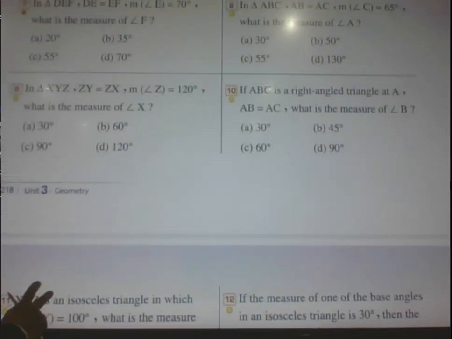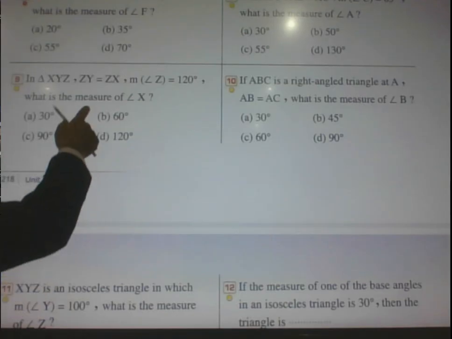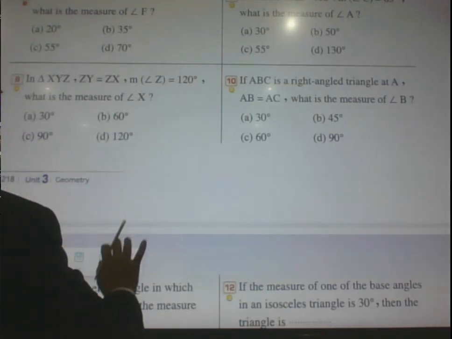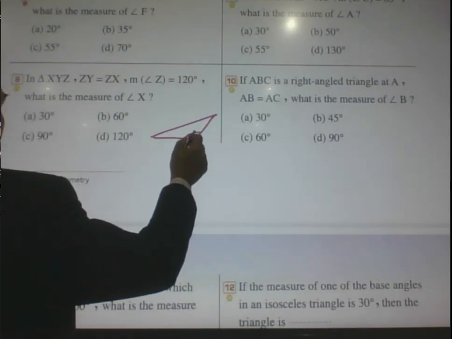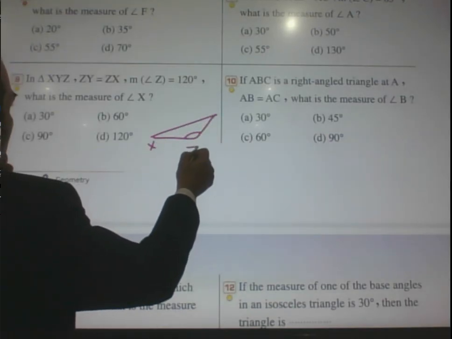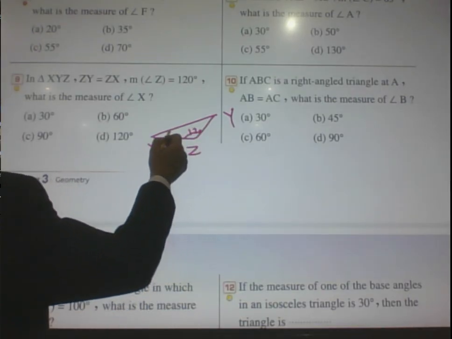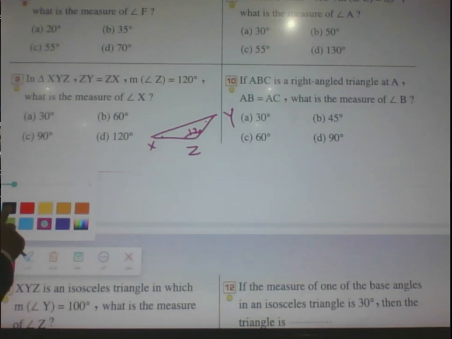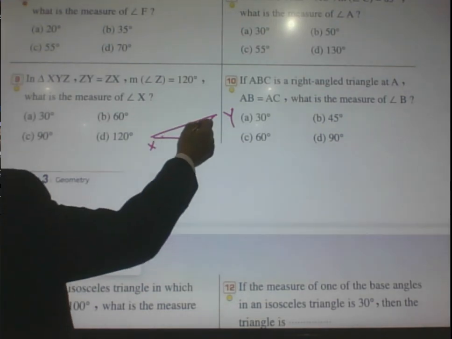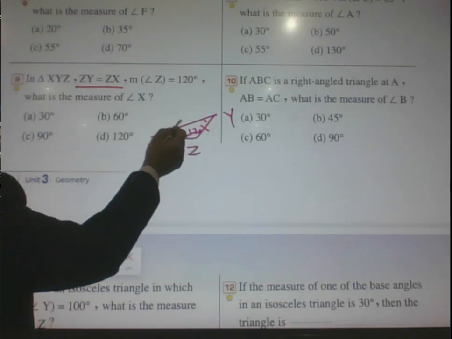Number 9. In triangle XYZ, we have two sides equivalent and the vertex 120 degrees. We have here X, Z, Y. This angle is 120. We want to find the measure of angle X. We know the measure of angle X equals the measure of angle Y, the two base angles, they are equivalent, because it tells me ZY is equivalent to ZX.